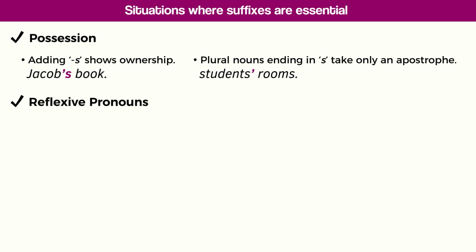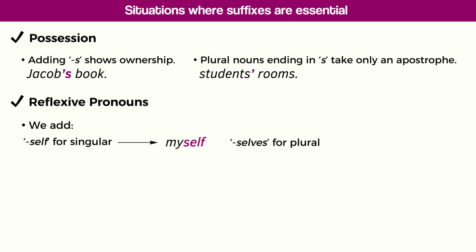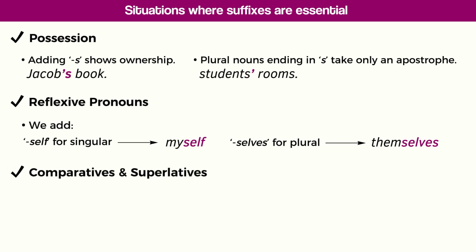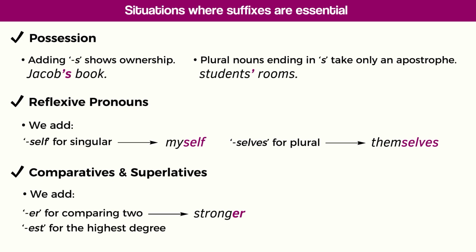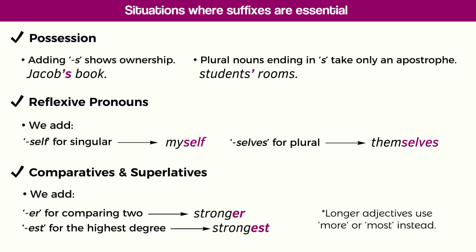Reflexive pronouns. We add self for singular. For example, myself. And selves for plural. For example, themselves. Comparatives and superlatives. We add er for comparing two. For example, stronger, and est for the highest degree, strongest. Longer adjectives use more or most instead.